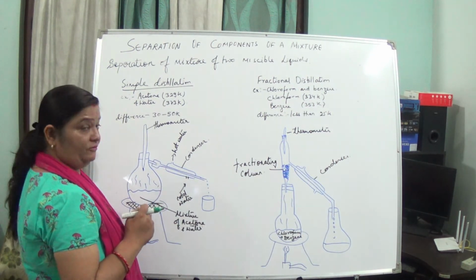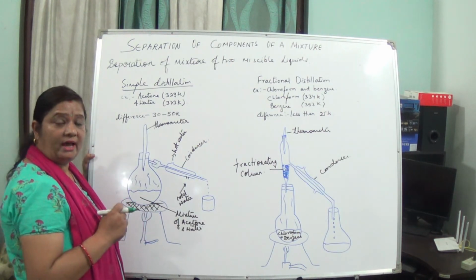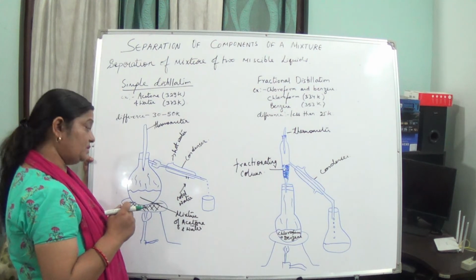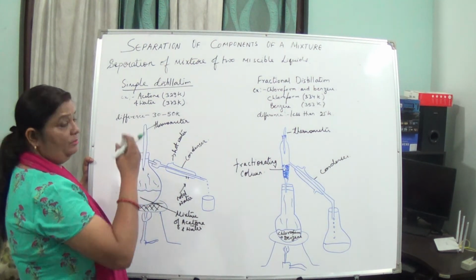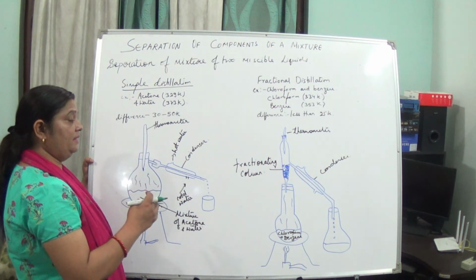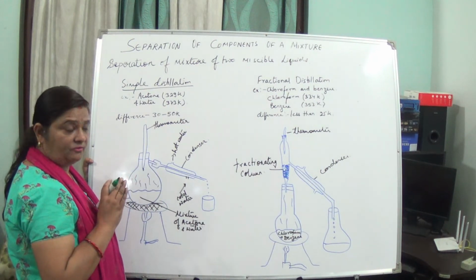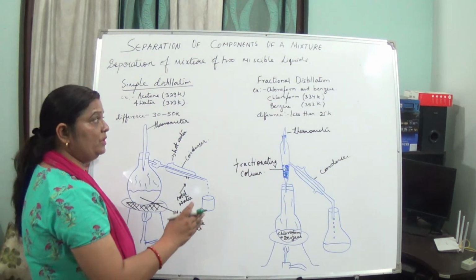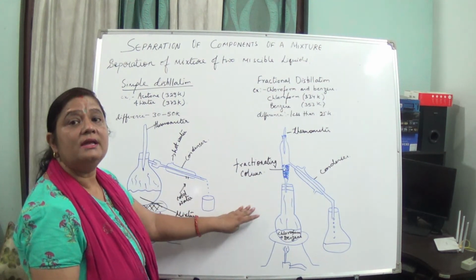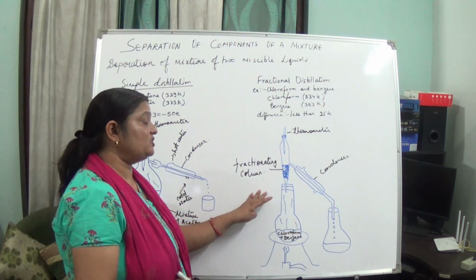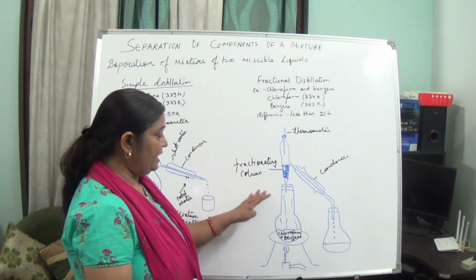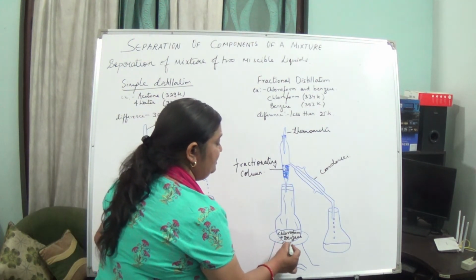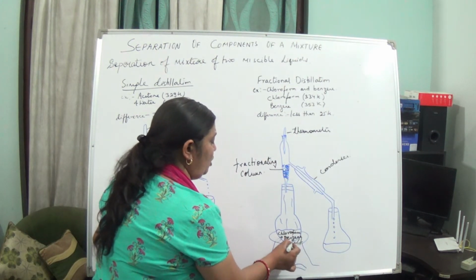But what about those mixtures of liquids whose boiling points differ by less than 25 Kelvin? We can't separate them with simple distillation, because both of them will evaporate so fast that separation becomes difficult. So we use which process? Fractional distillation. In fractional distillation, all the apparatus is the same, but the difference is of what?